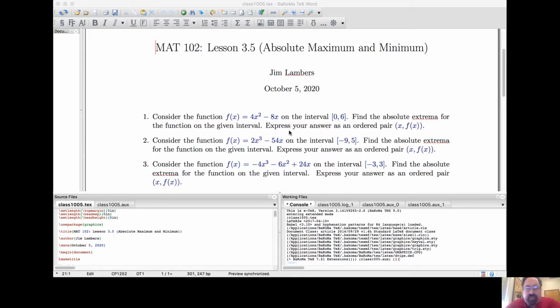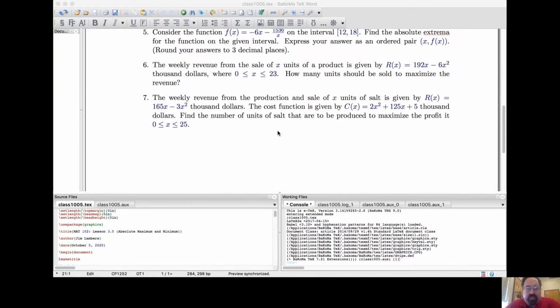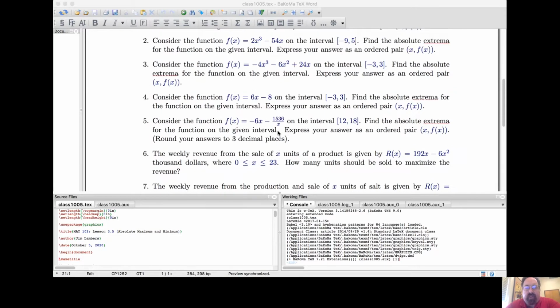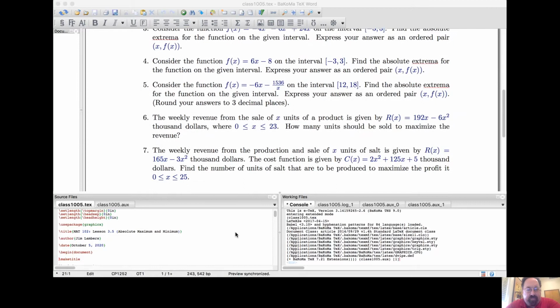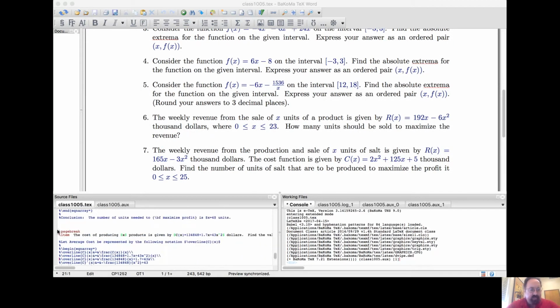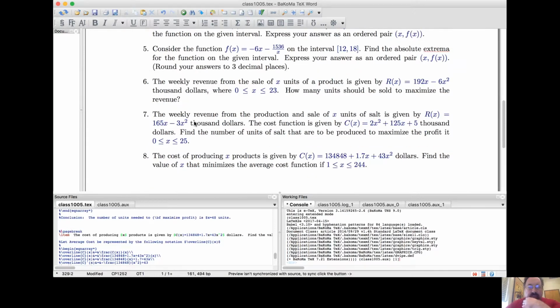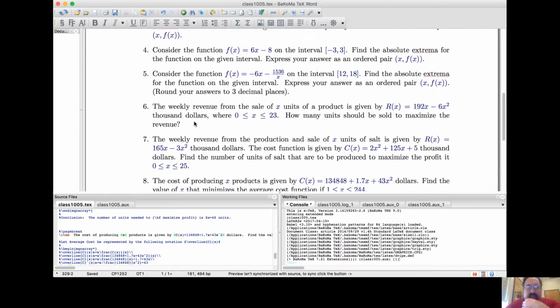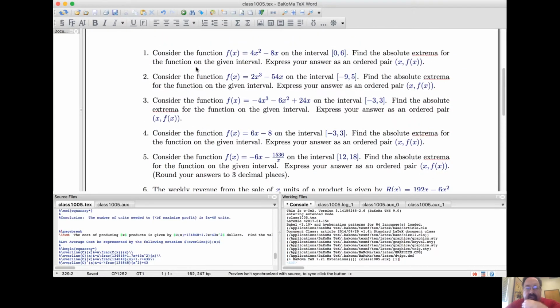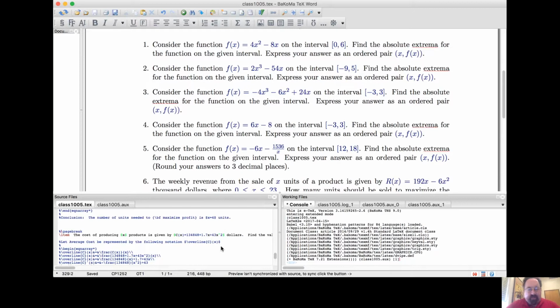Okay, so to illustrate the process, we have 8 problems altogether. I'll certainly be doing the word problems and a selection of these other ones, because these first 5 really are pretty much all the same. But I will include, when I post the notes, full solutions to all 8 of these problems.